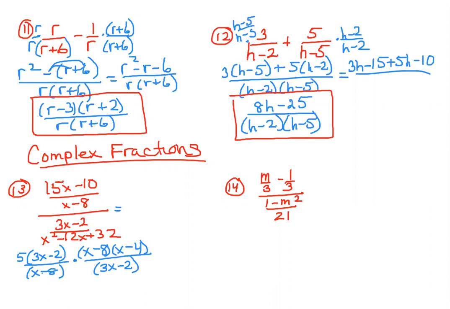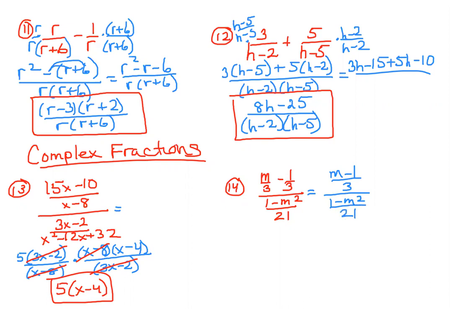Now I can cancel things. And I'm left with 5 times x minus 4. And that's the answer. All right, number 14. First, I have to get one fraction in the numerator. But I already have the same denominator, so I can just write it as m minus 1 over 3 over 1 minus m squared over 21.